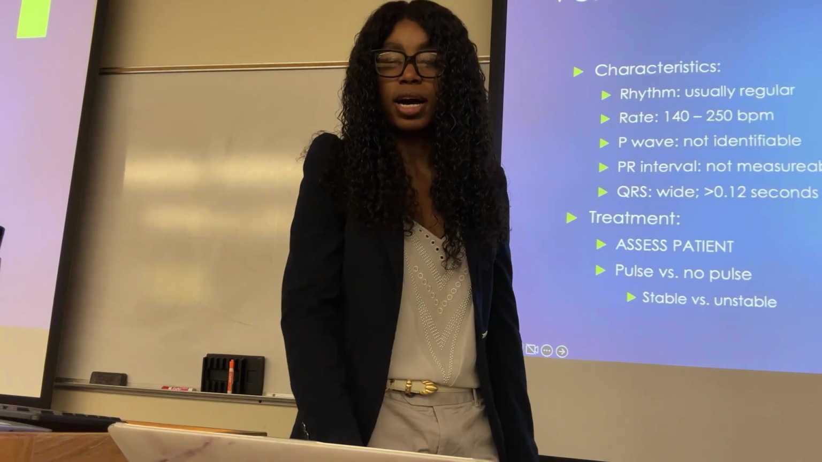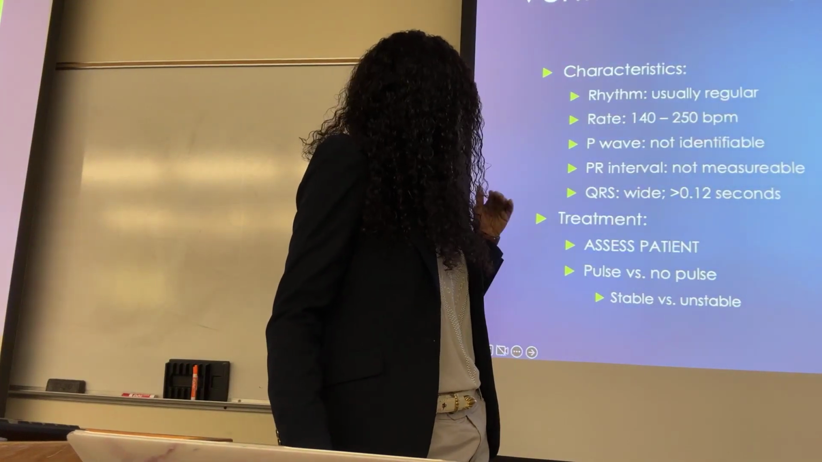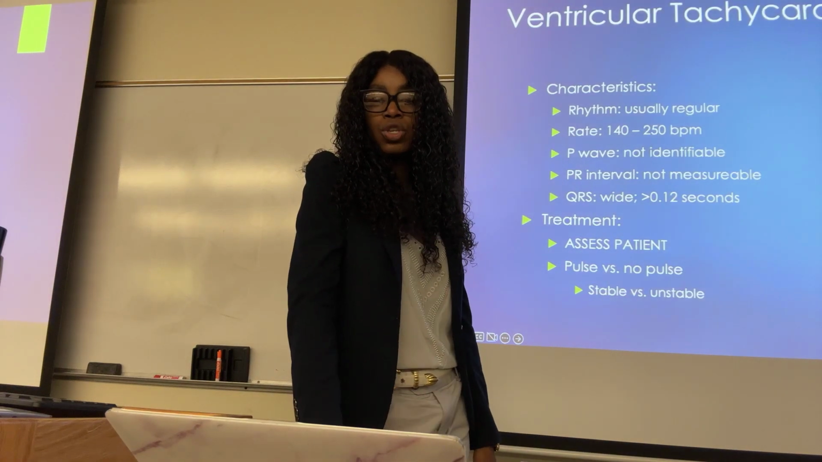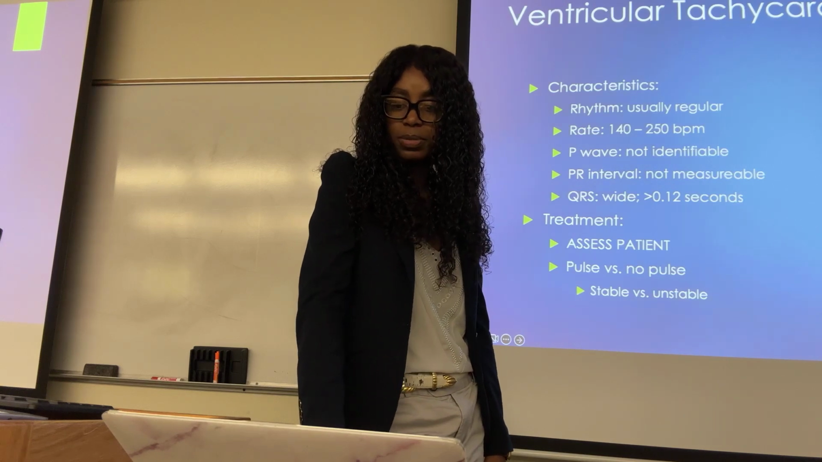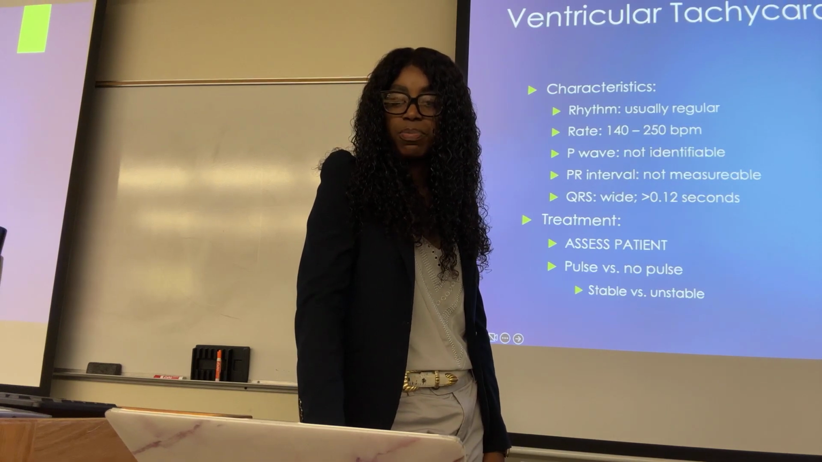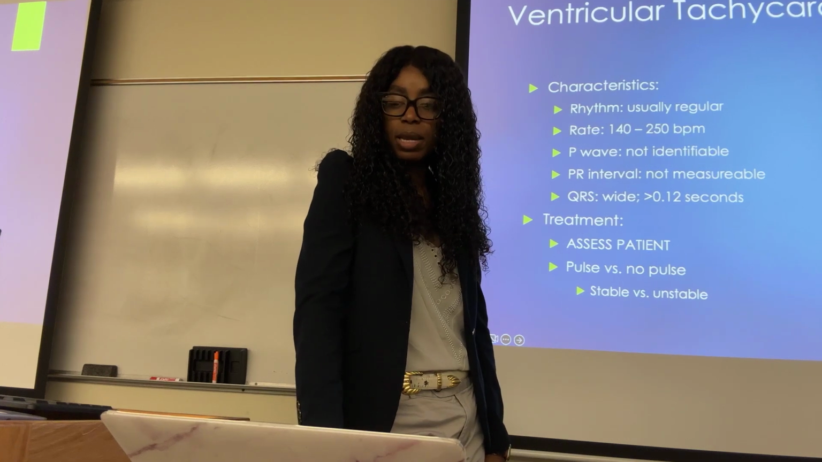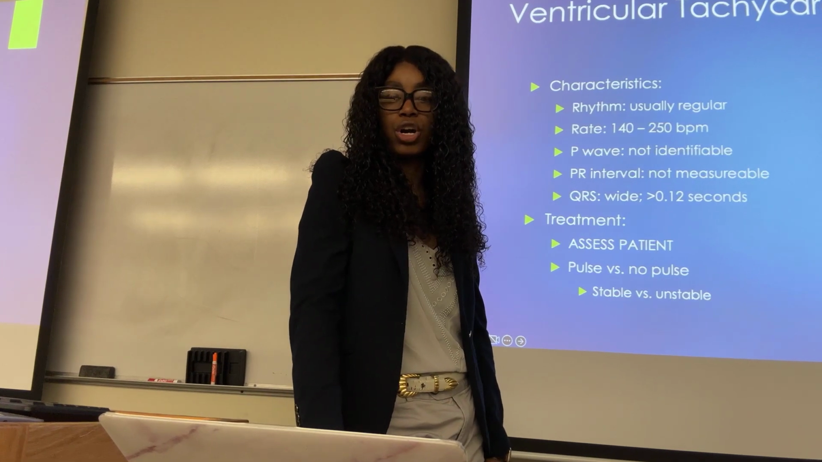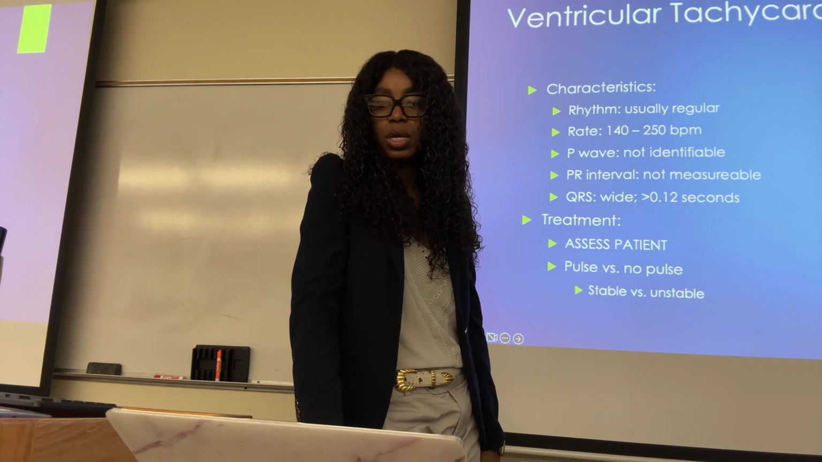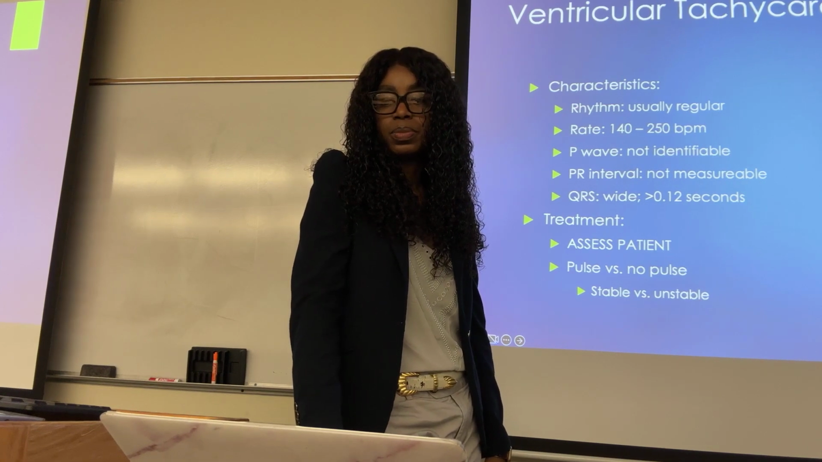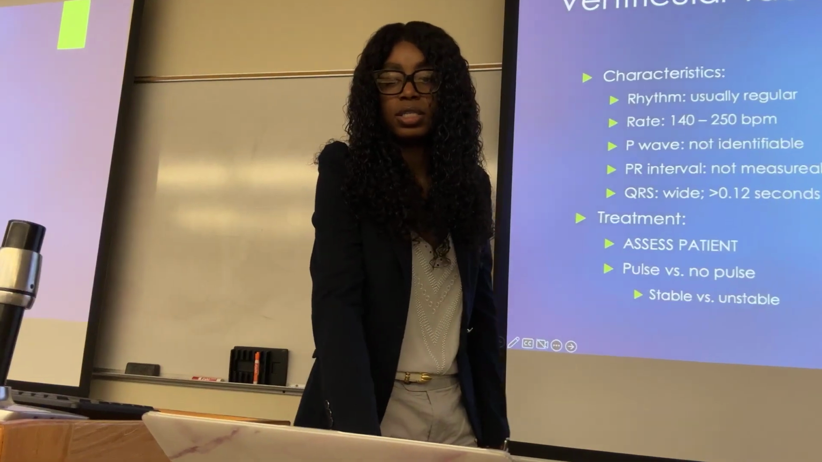Now, when we talk about treatment, we said check first to see if they have a pulse or no pulse. If they are stable, with no signs and symptoms of decreased cardiac output, we're going to check pulse. If the person is stable with a pulse, we're going to give amiodarone and cardiovert them. If they're unstable with a pulse, then we're going to cardiovert them. If they're unstable with no pulse, we're going to treat them as VFib, and that's with defibrillation.